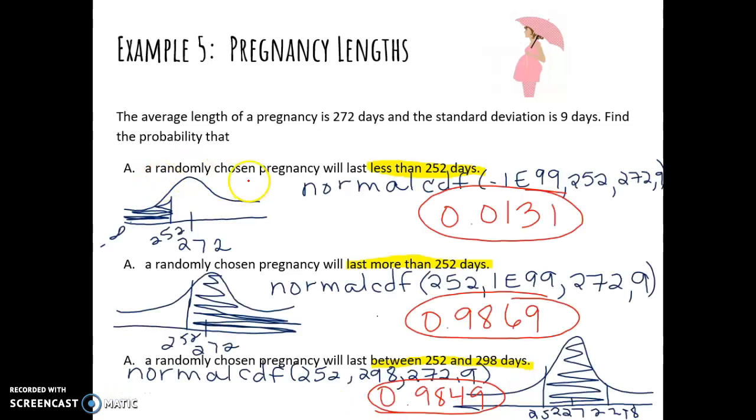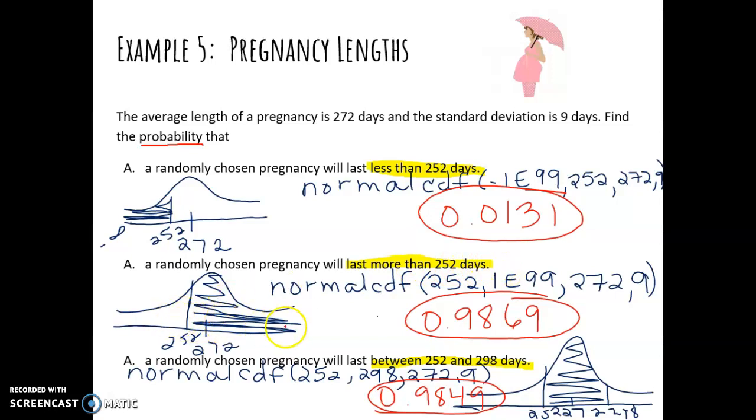Okay, for the first one, it was pregnancies. What a randomly chosen pregnancy will last less than 252 days. We're finding the probability, which means we find the area under the normal curve using normal CDF. I drew it out. We want to go from negative infinity to 252. So negative 1e99 to 252. The mean is 272. The standard deviation is 9. I got 0.0131.